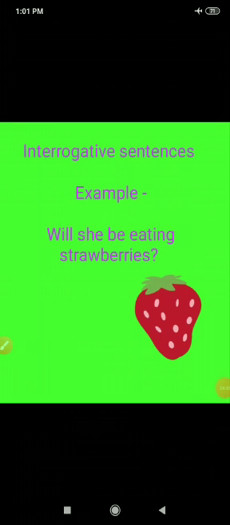Dear students, today we discussed continuous tenses. We spoke about present continuous tense, past continuous tense, and future continuous tense.